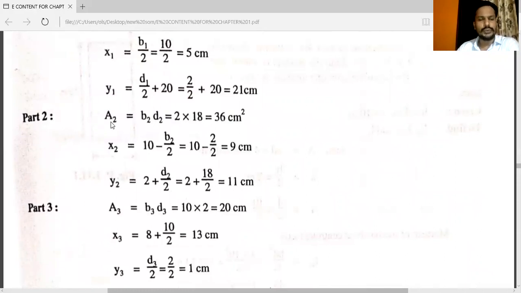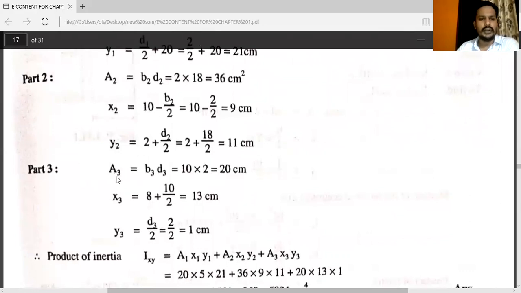For rectangle 2, that is A2, X2, and Y2. Similarly, we take A2 is equal to B2 into D2. The answer is 36 centimeter square, base is 2 into depth is 18. X2 is equal to 10 minus B2 by 2, that is 9 centimeter. Y2 is equal to 2 plus D2 by 2, that is 2 plus 18 by 2, that is 11 centimeter.